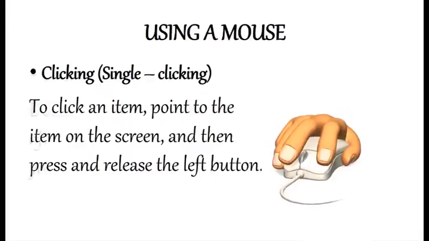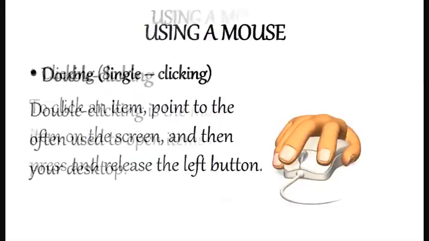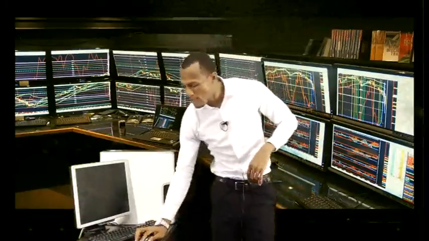Now, single clicking is one of the most often used functions with the mouse. This is sometimes called left clicking. With left clicking, you can click on an item. You can point to the item on the screen and then press and release the left button in quick succession. You press and release, you don't press and hold. That's what we call the left clicking. And that function is intended to what? To perform some things like open an item on the menu and all that.